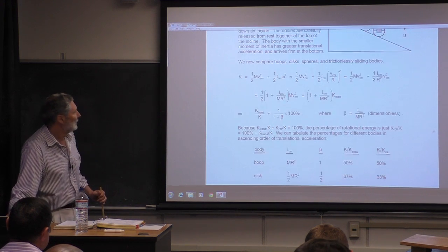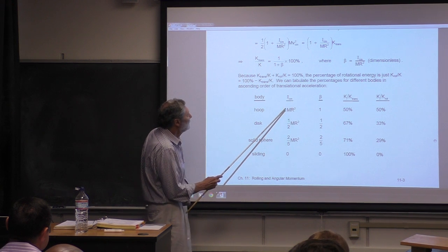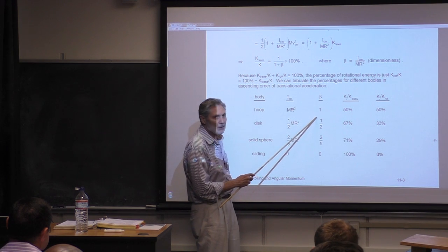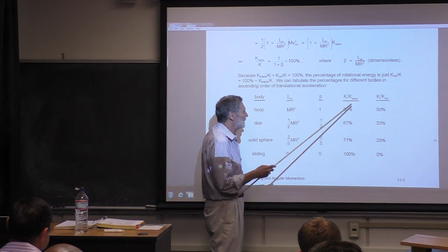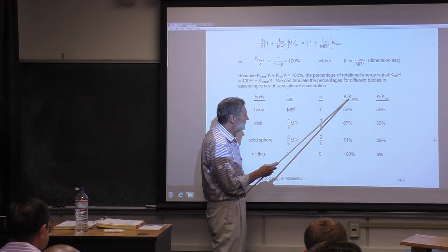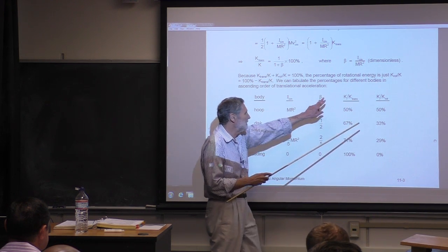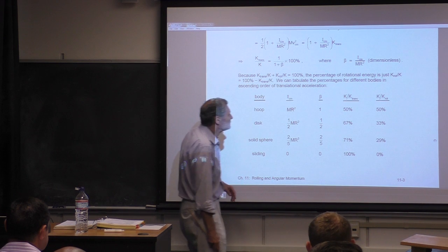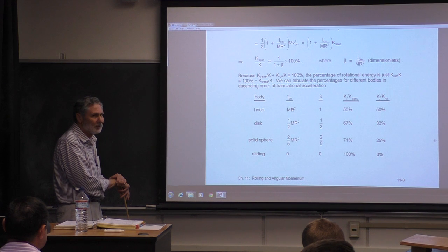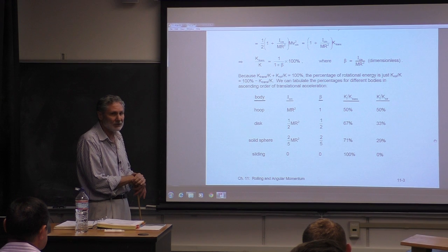And here are different values of beta. For a hoop, the moment of inertia is mr squared. When you plug that in there, beta is going to be 1. There's a mistake here that I can't believe I made. Please correct this, and I'll edit it. This should be K translational divided by K. I got these flipped, and similarly here. Now the rotational kinetic energy has to be just 100% minus the percentage of the energy in the translational motion, because we're not losing any mechanical energy here.